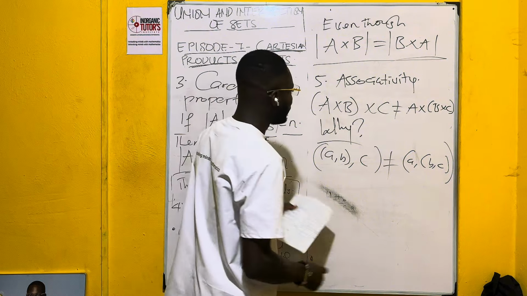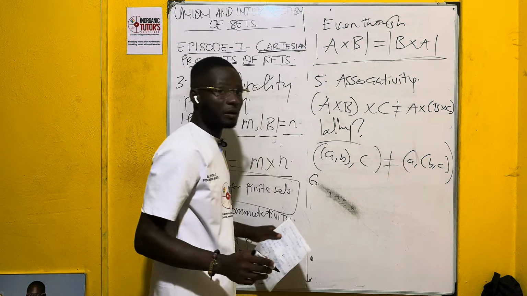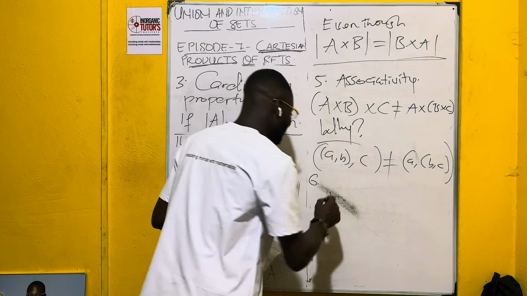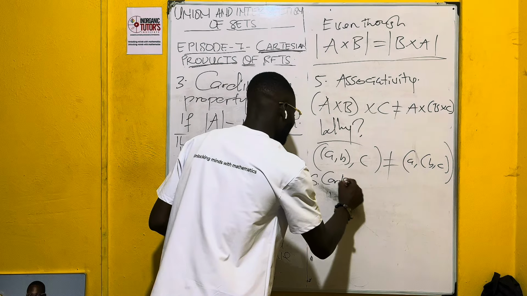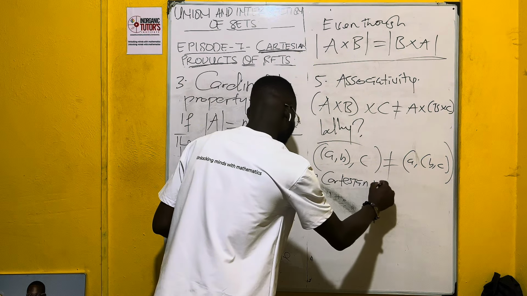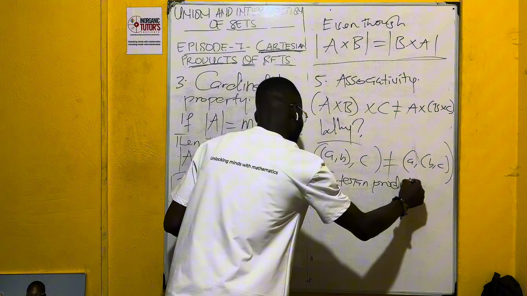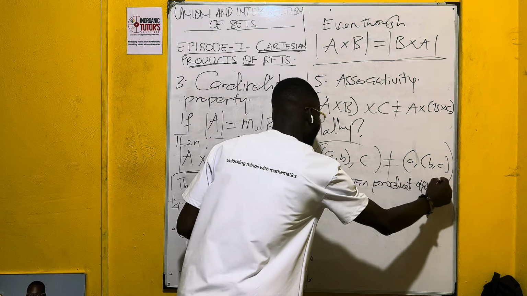Okay, now let's look at the set property or the set characteristics. So the set characteristic is the Cartesian product with itself.